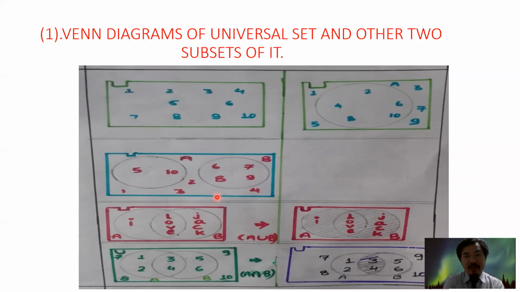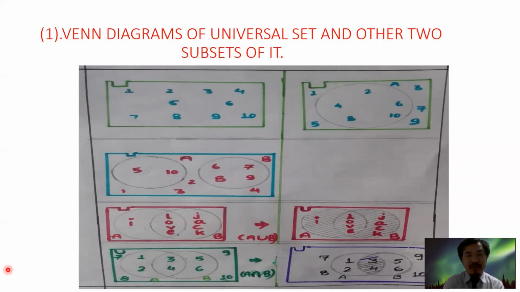Now look here, this is set A, and this is set B, and there is a common part. Here, A union B is given, which means set A and set B should both be shaded: A also, B also, and the common part. All this shaded is A union B. Similarly here, 1, 2, 3, 4, 5, 6 inside, and outside 7, 8, 9, 10. A intersection B means we have to shade the common part only. Intersection means common. If intersection is asked to be shaded, then we shade the common part only.